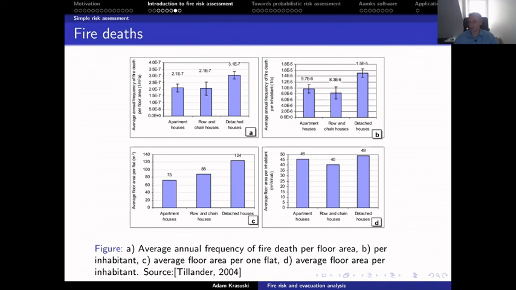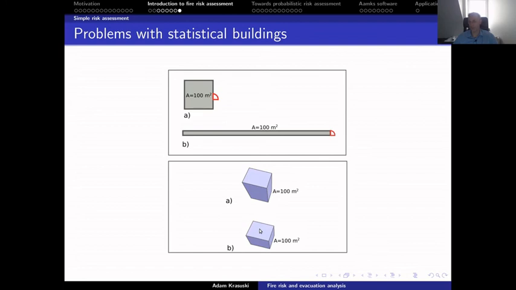And what is the problem with a statistical average building? The problem is, for example, that in order to calculate risk for this building, we just use the area. So from the statistics we took the risk per square meter, and then if we would like to calculate risk for our specific building, we just take the area of the building and calculate the risk. But there is some problem with this approach. I would like to illustrate this problem on this figure.